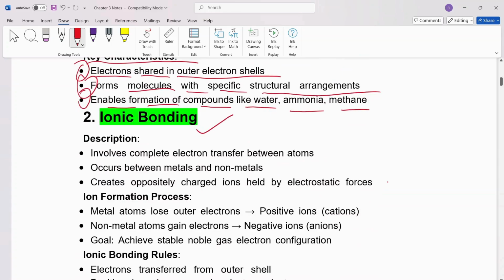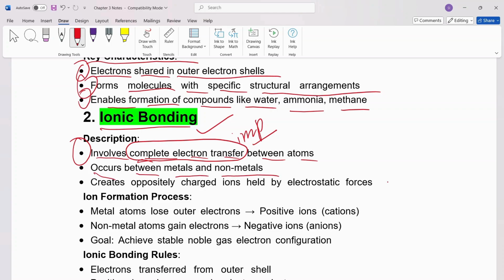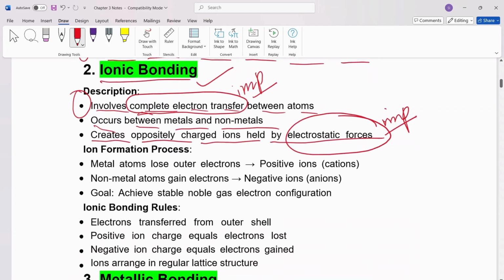Now let's talk about ionic bonding. Also very important from an examination perspective. Its description is it involves complete electron transfer between atoms. So there is no sharing here. It is a complete electron transfer. Then it occurs between metals and non-metals. Creates oppositely charged ions held by electrostatic force. This concept is also very important. So the ions are held together due to forces called electrostatic forces.